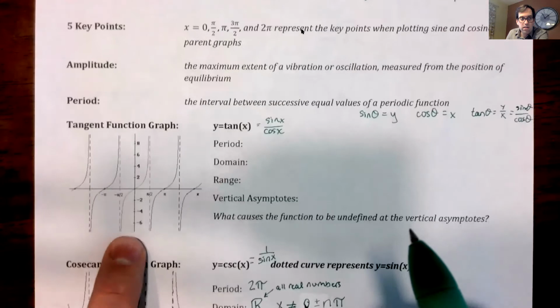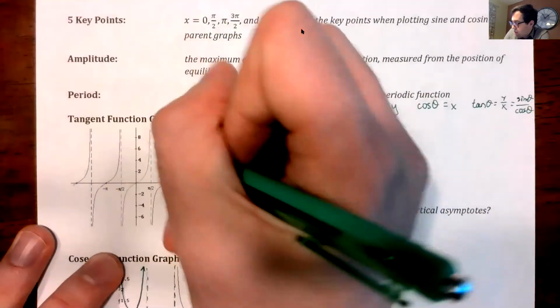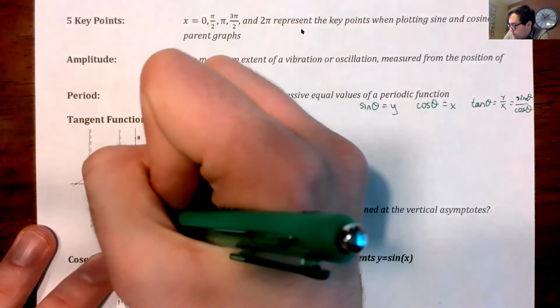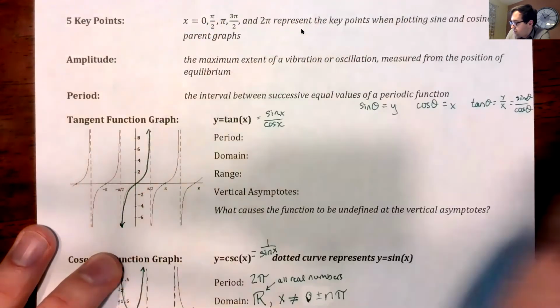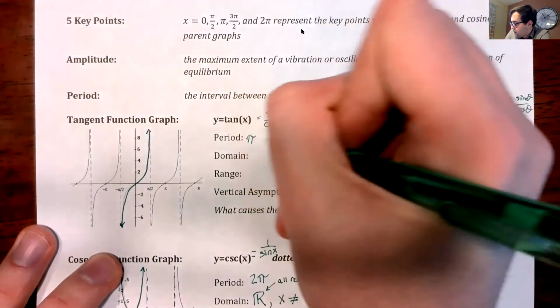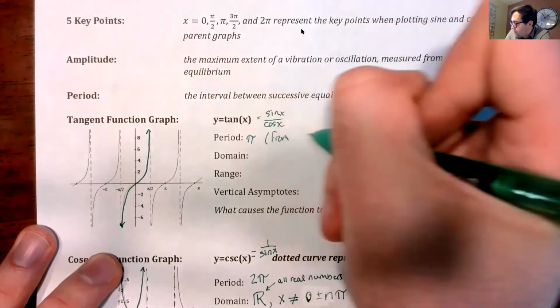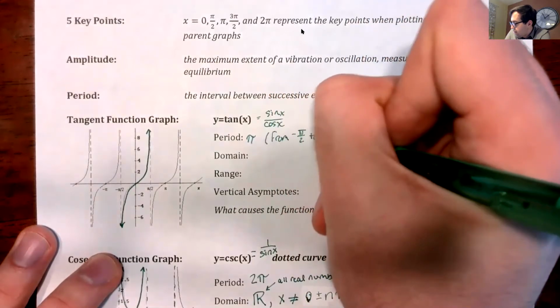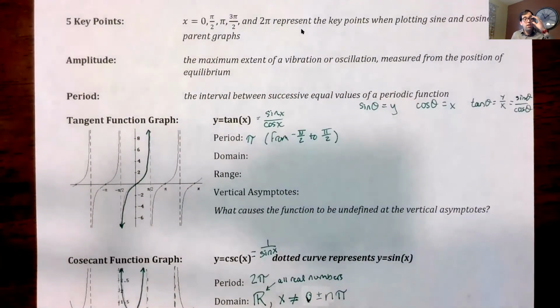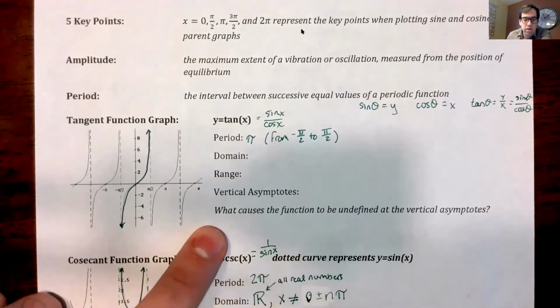So one period of tangent is going to be considered this central curve right here. That's what we're going to consider one period. So it's going to be pi this time, and it's going to go from negative pi over 2 to pi over 2. But let's see how this is actually created. So I'm actually going to jump to the last question here. What causes the function to be undefined at the vertical asymptote? So let's think about that.